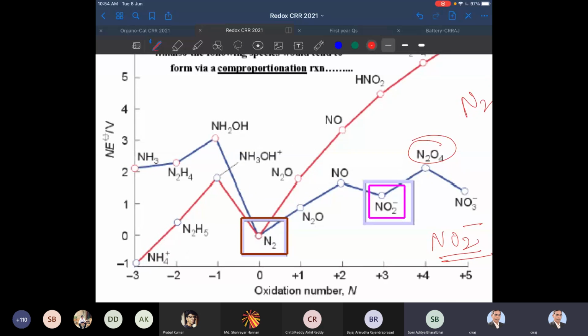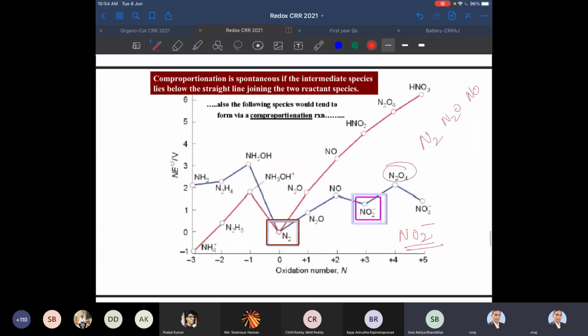Look at the straight line between N2 and NH2OH, the blue line, and N2 and NO. You will be able to see some difference in the slope. It's not that perfect straight line as in the case of N2 to NH2OH. There is a very small difference in the potential. Sir, in that case, why did we not mark N2O for either comproportionation or disproportionation?